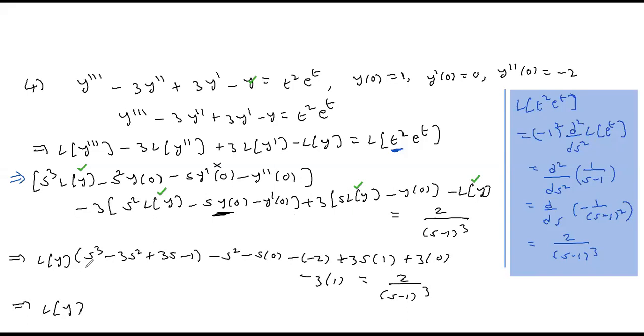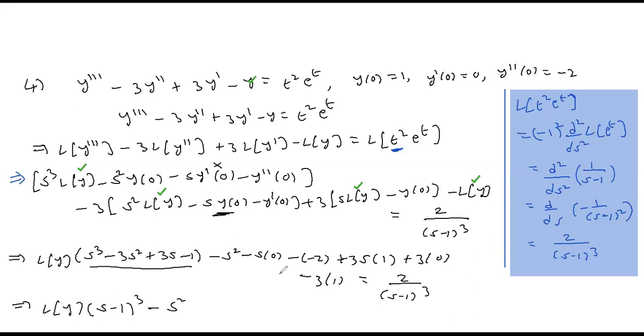Now, can you identify this expression s cube minus 3s square plus 3s minus 1? That is nothing but the (a minus b) whole cube form, no? a cube minus 3a square b plus 3ab square minus b cube. So that is nothing but (s minus 1) whole cube. Do you agree? Yes, sir. Minus s square.